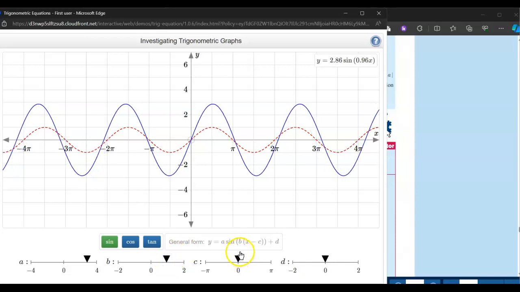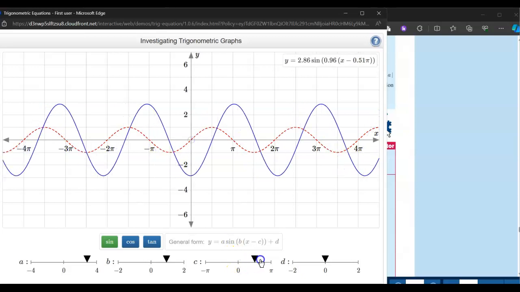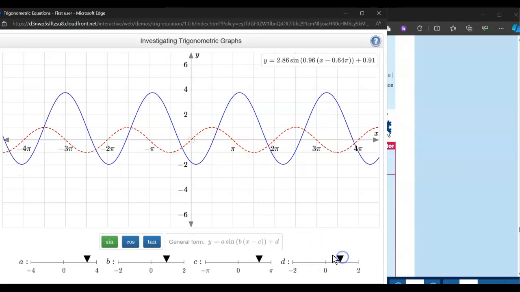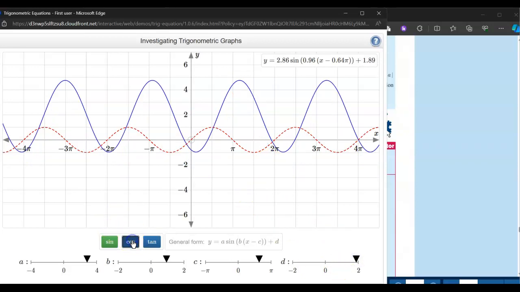Now this is your shift. When your C is positive, you'll put a minus sign here, shifting to the right. You look at where this point is shifting, you see how much it is shifting. So that's your horizontal shift. And D is your vertical shift. D is very simple to see. D is how far your vertical shifting is taking place.